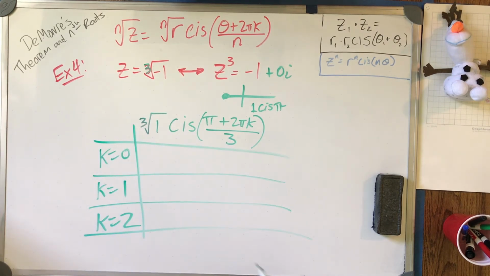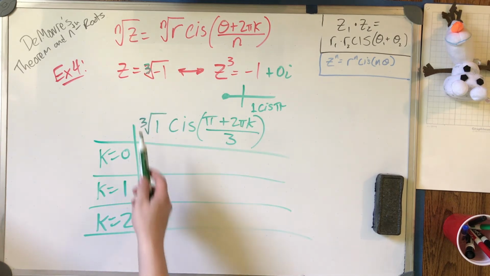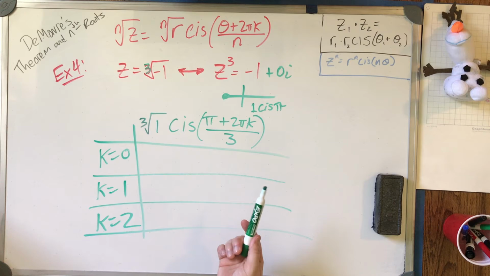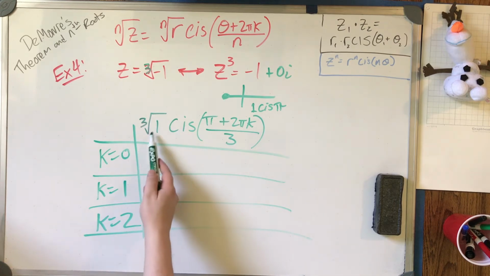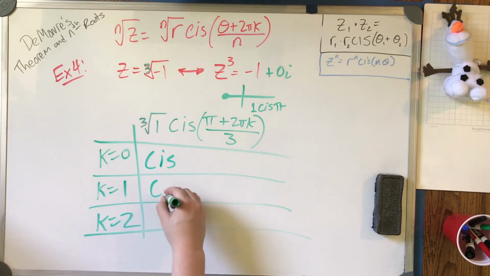Here we have this nice little grid going on. I'm just going to basically evaluate this for each one of these k values. And I like to do it in pieces because certain things don't change. So for example, the radius doesn't change. What's the cube root of 1? It's always 1. So all of these have 1. Then they're all going to have cis.